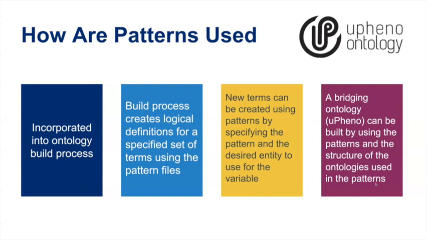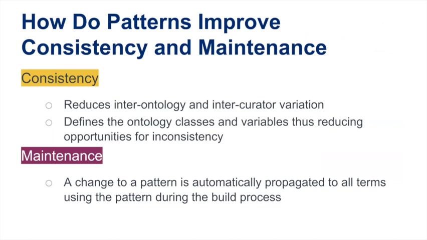And then this uPheno ontology is its own entity in itself that is built by using the structure of these patterns to generate terms, and it includes all the terms from our different phenotype ontologies. So it's a unified phenotype ontology, much in a similar way as UBERON was developed. So this has been really valuable for us in our group to start using these patterns. And like I said, it's allowed for consistency.